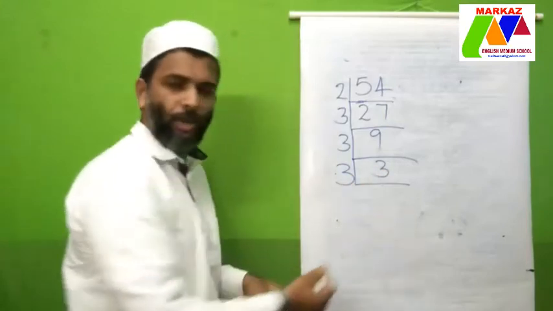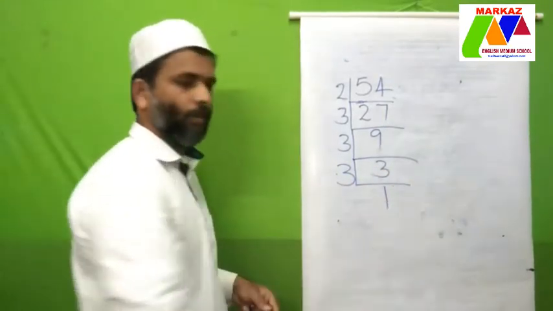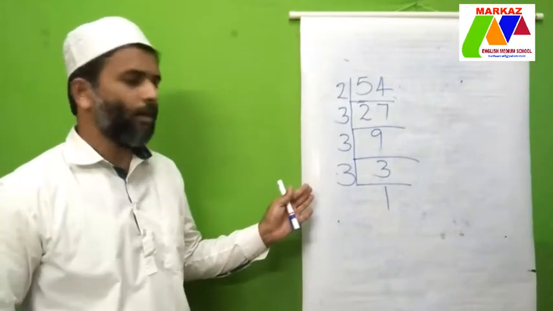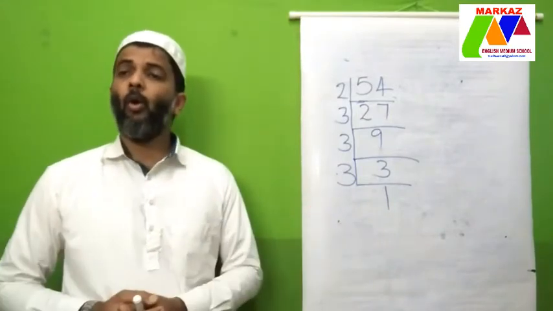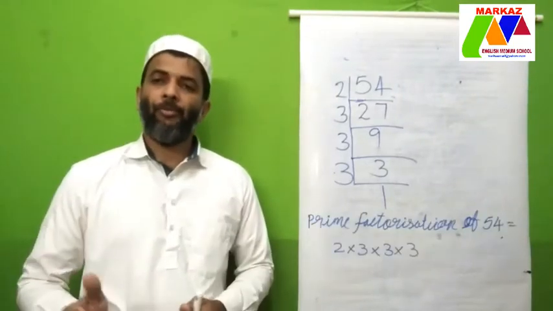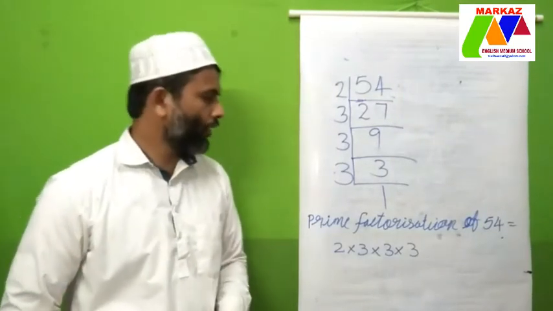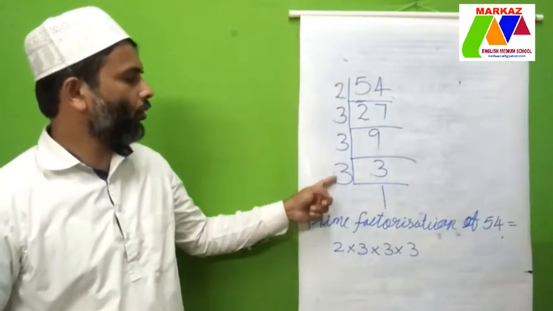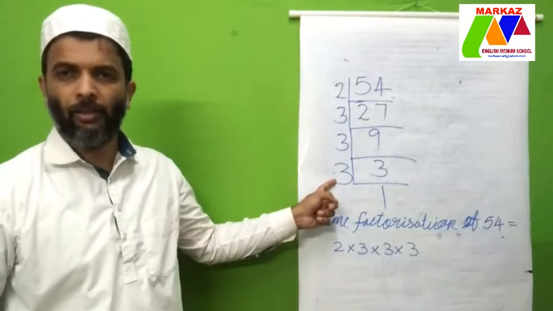How many 3s in 3? 1. Okay. So, what do we see here? Here, we see we got all the prime factors which are prime numbers. Prime factorization of 54 is equal to 2 into 3 into 3 into 3.